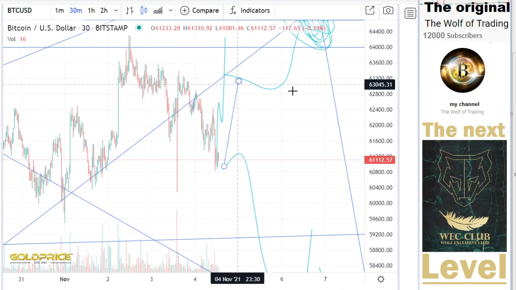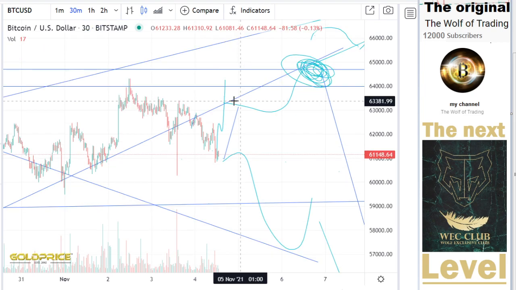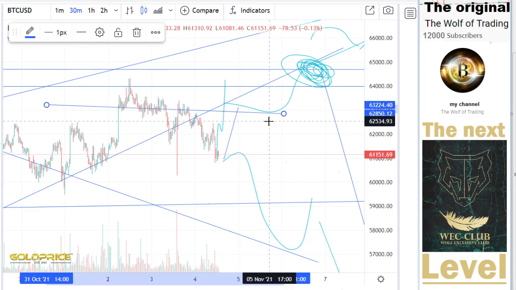And if this is happening, then we break this resistance here, and then we have a really good possibility to make a left shoulder, head and right shoulder formation. So it's a very good formation to go to the top side, even if we are in red. Let's see what's happening.